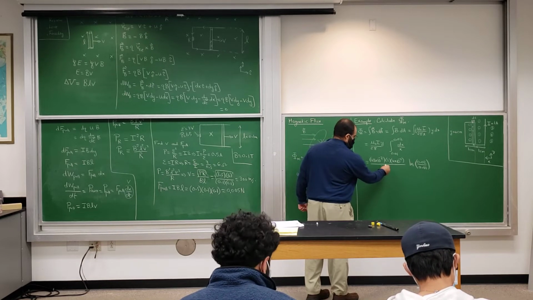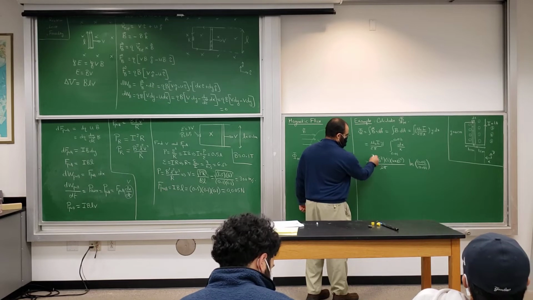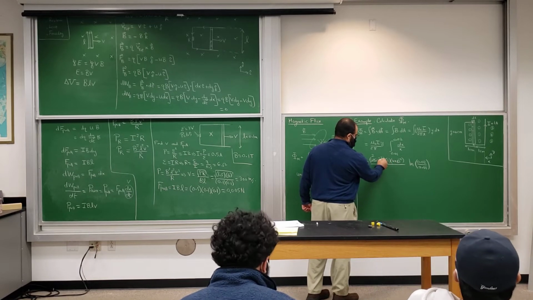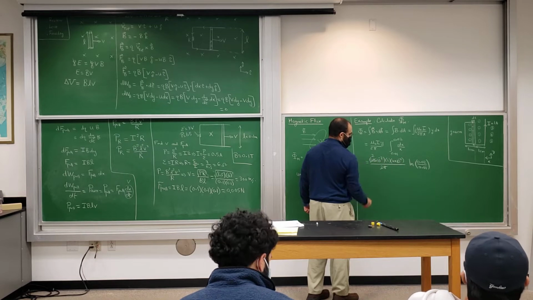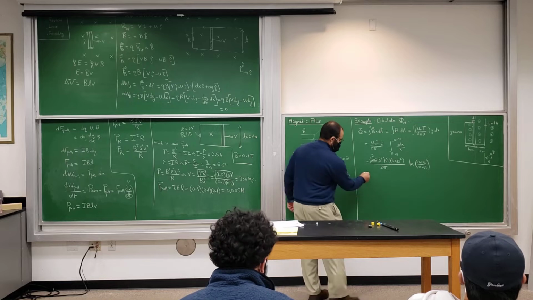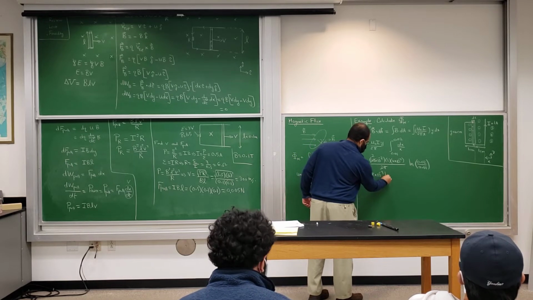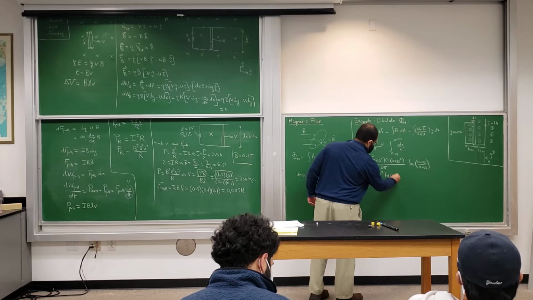So you can cancel the 2 pi, so you have a 2. 2 times 4 is 8. This is 10 to the minus 9, so you end up with 8 times 10 to the minus 9 times the natural log of 2.